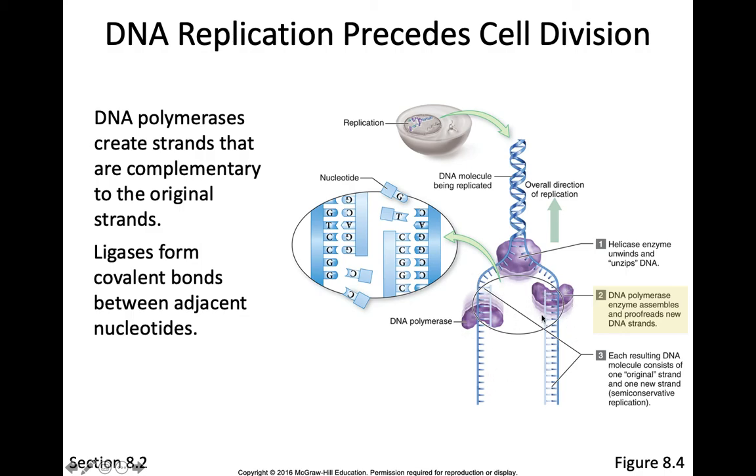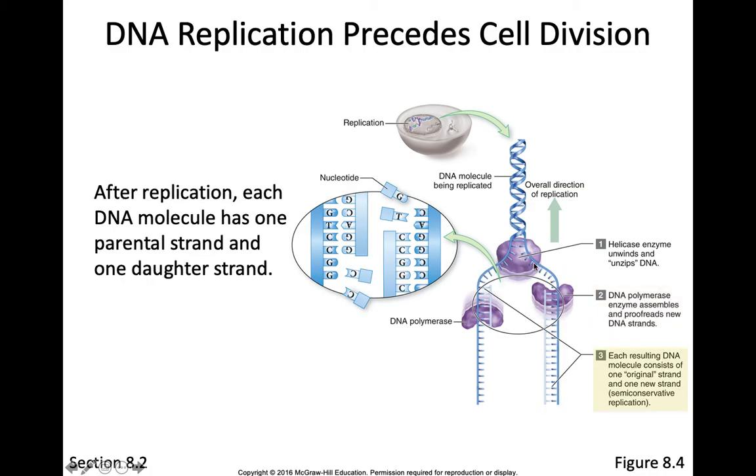So one of them is going to be copied upside down, and the other one's going to be copied right side up. So one complementary strand runs in one direction, and the other one runs the other direction. So the next thing that's going to happen is once these new nucleotides have been added, the DNA molecule is going to be finished. You're going to be done.